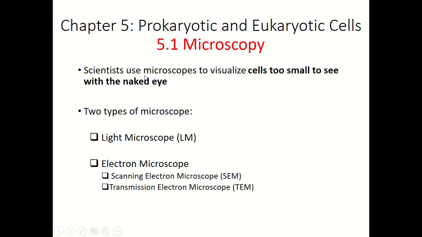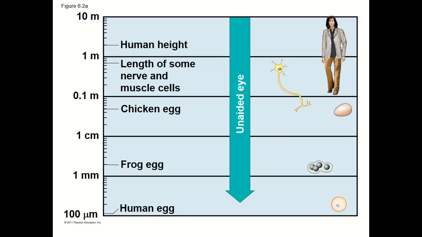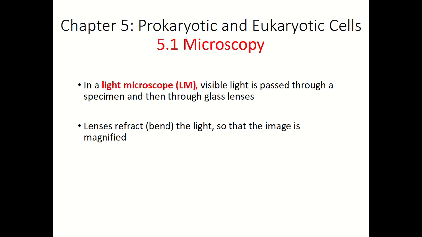So scientists use microscopes to visualize cells that are very small to see with the naked eye. There are two types of typical or normal microscope, which are light microscope and also electron microscope. So let's look at the first type of microscope, which is the light microscope. In a light microscope, visible light is passed through the specimen and then through the glass lenses. The lenses will refract or bend the light so that the image is magnified.